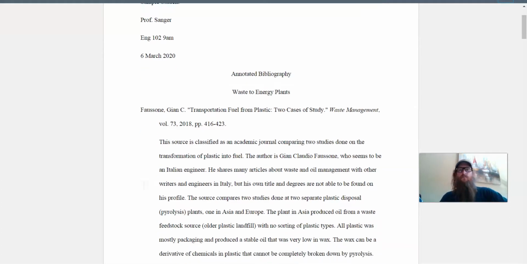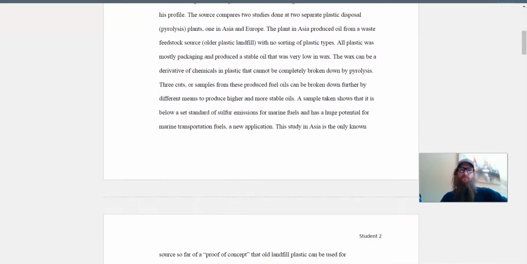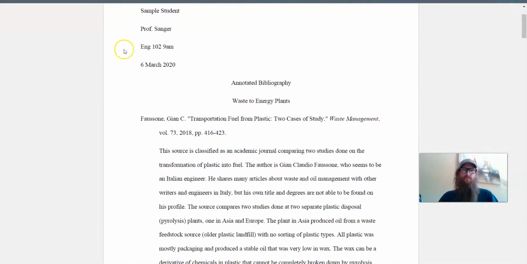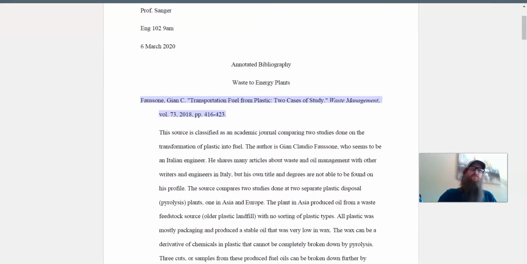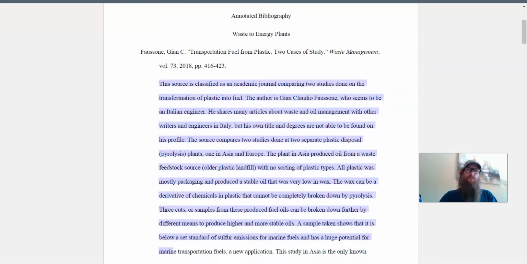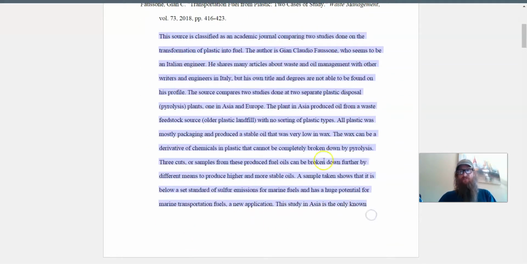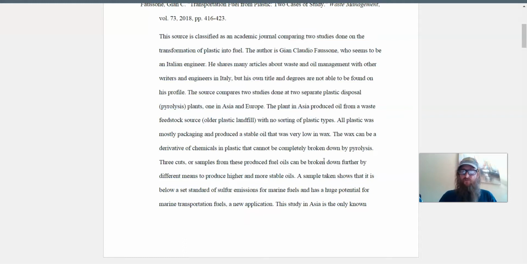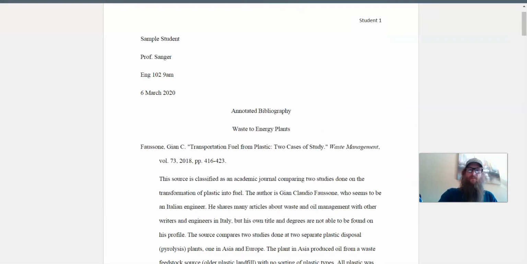Okay, what is it then? Well, as you can see, this looks familiar to you. You know what that is. That's a citation. All right? This chunk of information beneath the citation, it's not a paragraph. It's just a chunk of informational writing. It's called an annotation. And it's information about that source, about this source here.